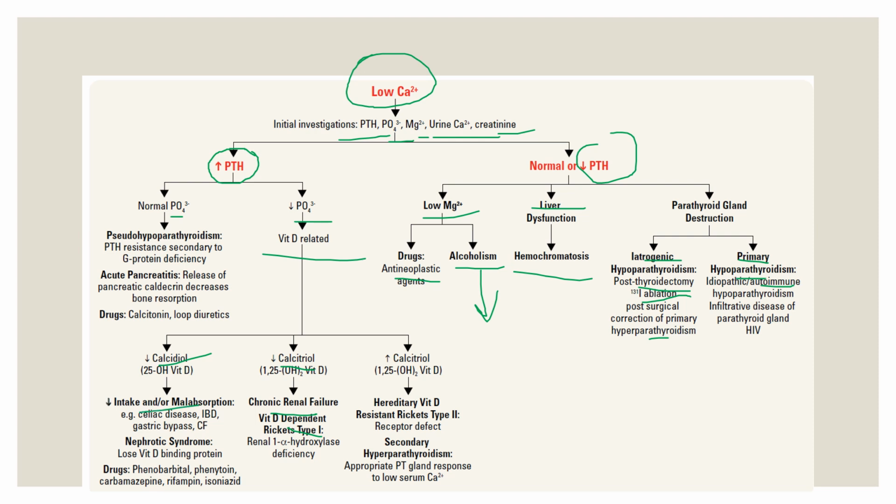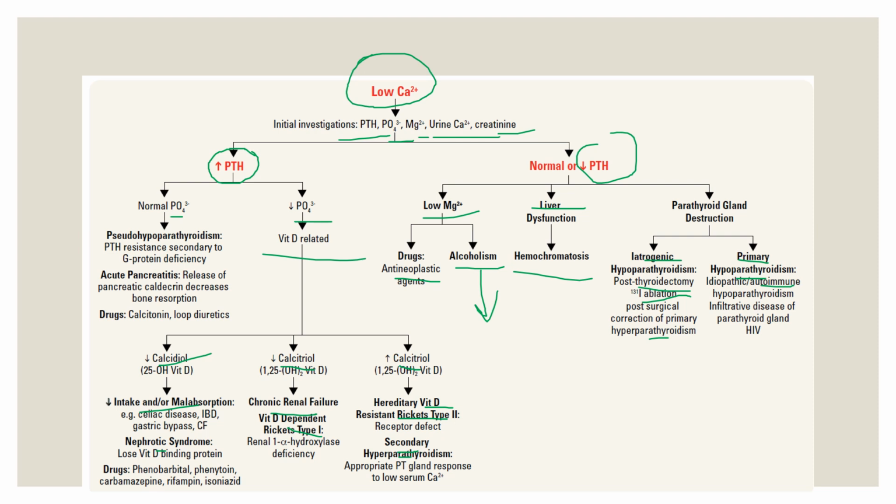If there is a decrease in calcidiol, it may be due to decreased intake or malabsorption, like in celiac disease or IBD, or nephrotic syndrome, where the vitamin D binding protein is lost, or drugs like phenytoin, carbamazepine and all. Or if there is an increase in calcitriol, it is vitamin D resistant rickets. So vitamin D is not active. Or secondary hyperparathyroidism.